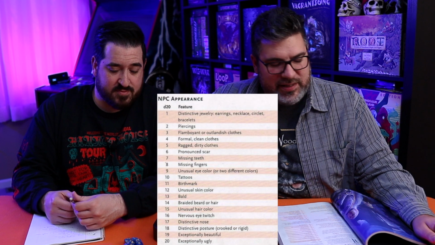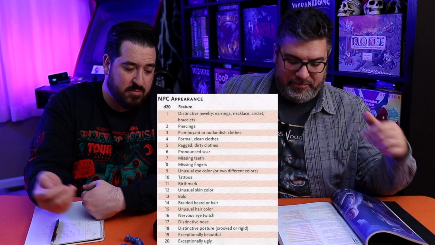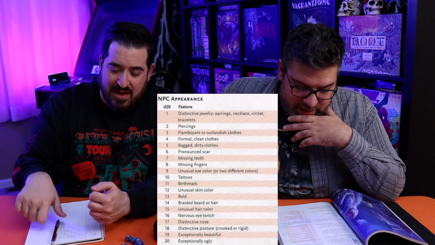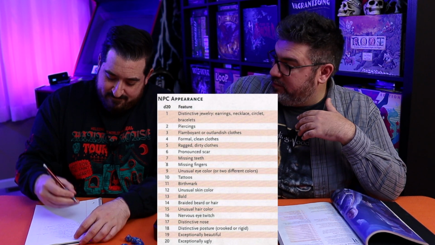Our villain's appearance is a D20. 11. They have a birthmark. That's it. For NPC creation, page 89 also tells us to come up with their occupation and backstory in one sentence. We're gonna leave this to the end to kind of solidify and package the whole deal.